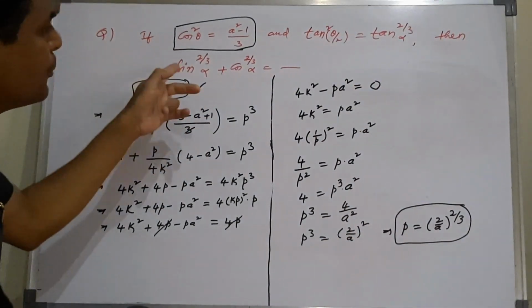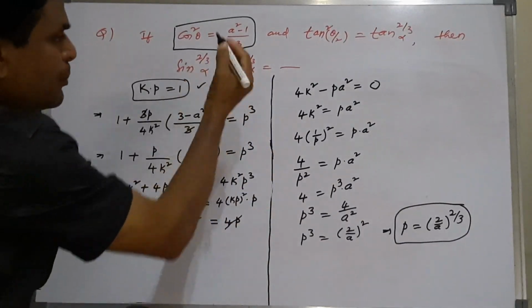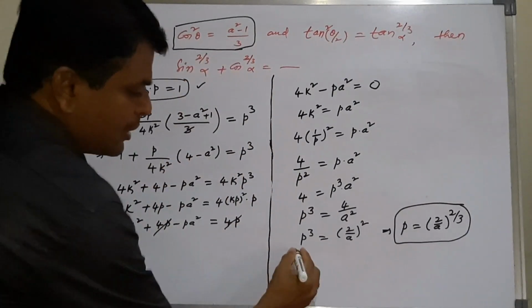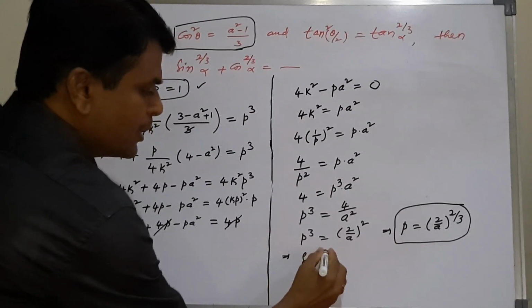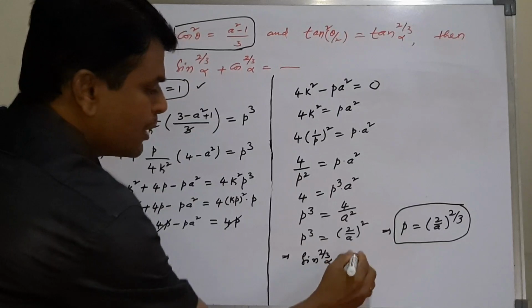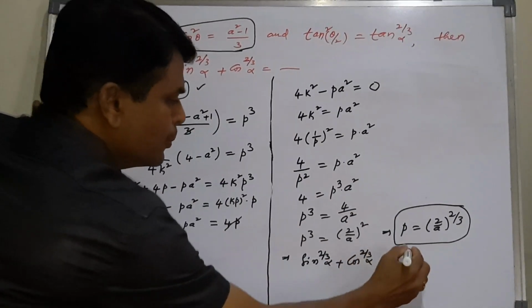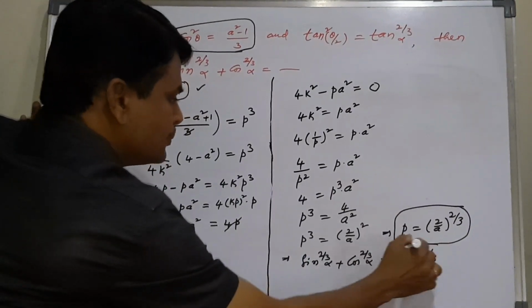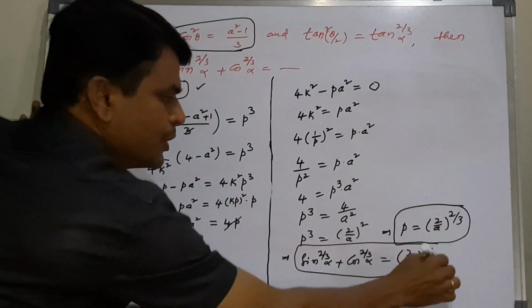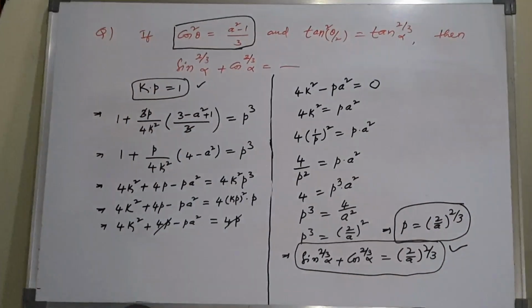What is p for us? What we supposed p is nothing but sin power 2 by 3 alpha plus cos power 2 by 3 alpha. So sin power 2 by 3 alpha plus cos power 2 by 3 alpha is equal to 2 by a power 2 by 3. This is the answer for that question.